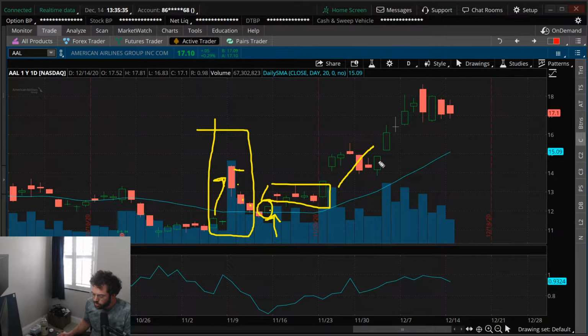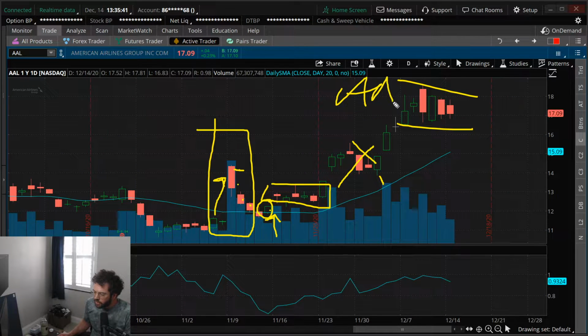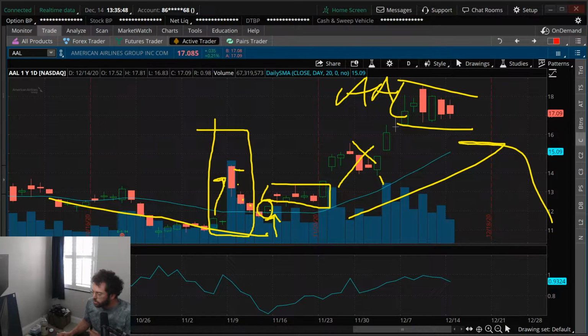We get a short-term pullback here, still above the 20-day moving average, and now we are flagging here in AAL to the upside. So this is a very bullish chart now. The trend has changed from neutral to slightly bearish to now bullish here in AAL.